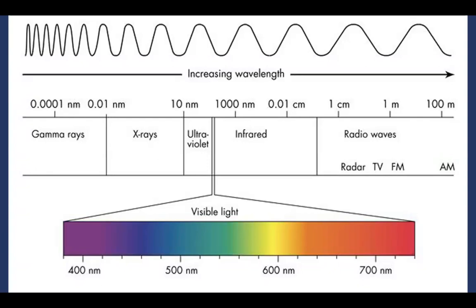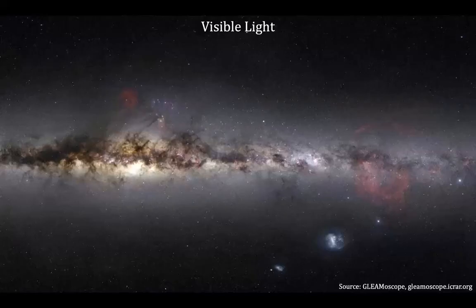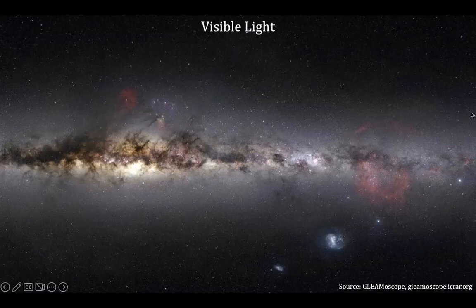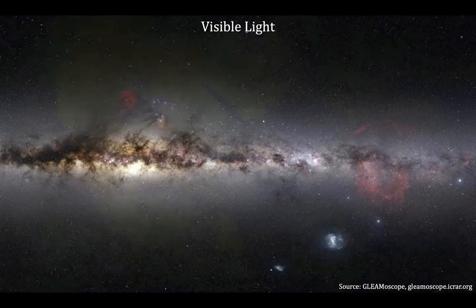Our eyes cannot detect these, but we can build specialized instruments that can see these different types of light. For example, we can make an image of the sky in the visible spectrum. This is the kind of light that our eyes can see. This is an image of the full sky. You see the galaxy here in the center. This is much like what we would be able to see on a very clear night, looking up at the Milky Way.